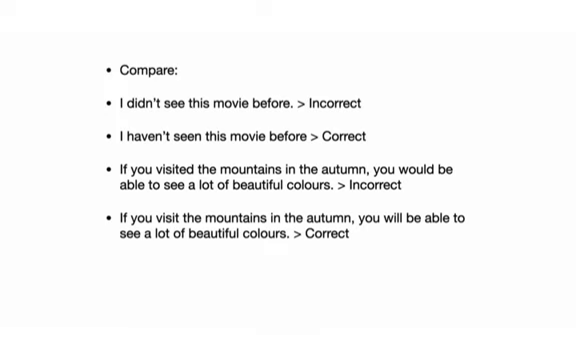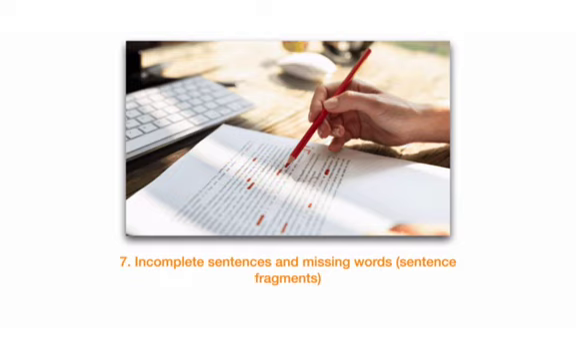6. Verb tense errors. Compare. I didn't see this movie before. Incorrect. I haven't seen this movie before. Correct. If you visited the mountains in the autumn, you would be able to see a lot of beautiful colors. Incorrect. If you visit the mountains in the autumn, you will be able to see a lot of beautiful colors. Correct.